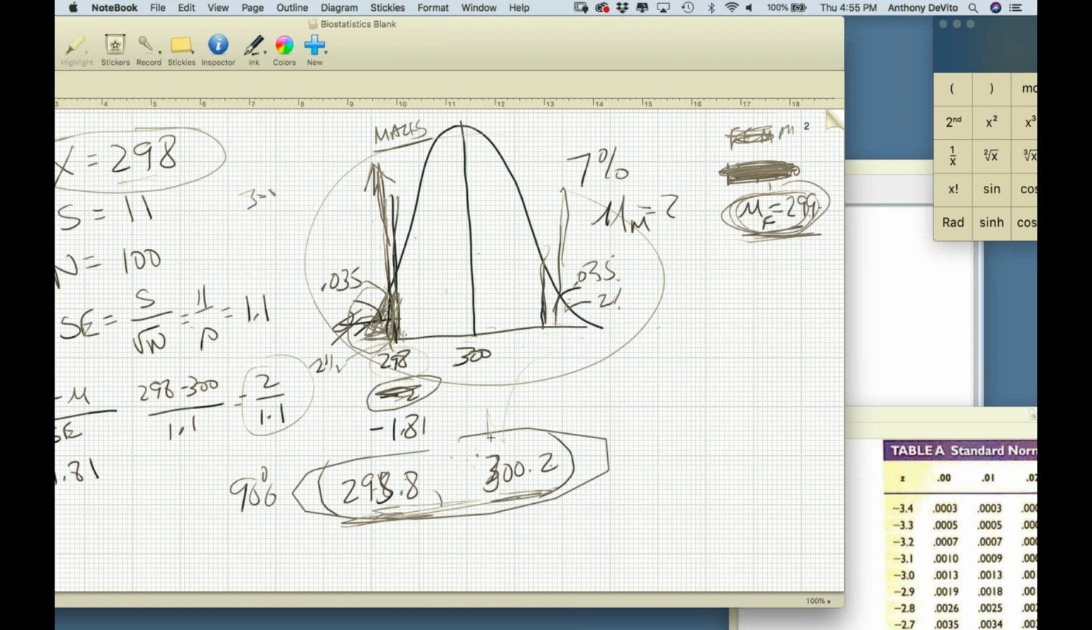Or it could also be that the males are 300 and still be within this range, and their score is actually a little higher than the females. Well, that's a problem, right? Because if I wanted to show a difference, I can't with this.